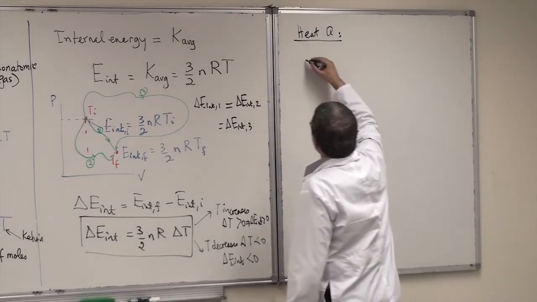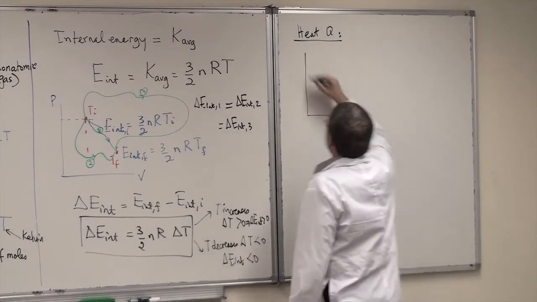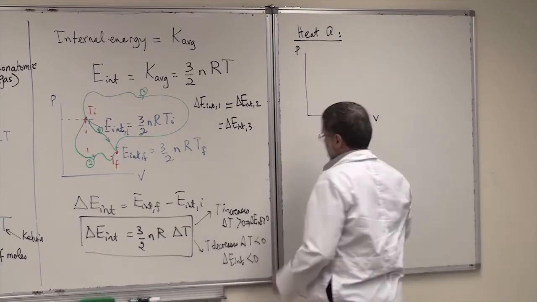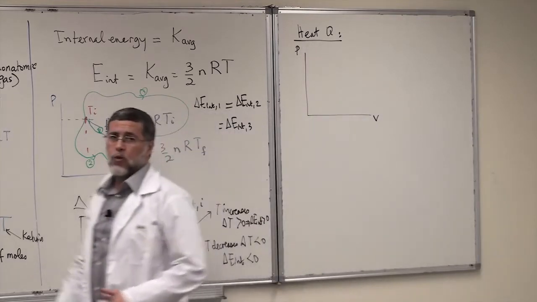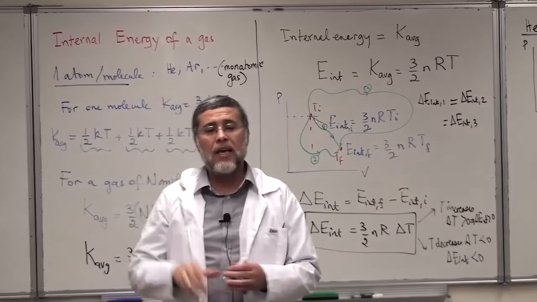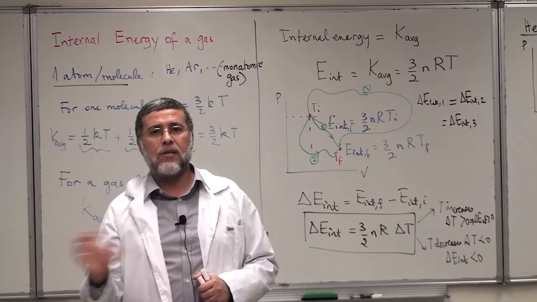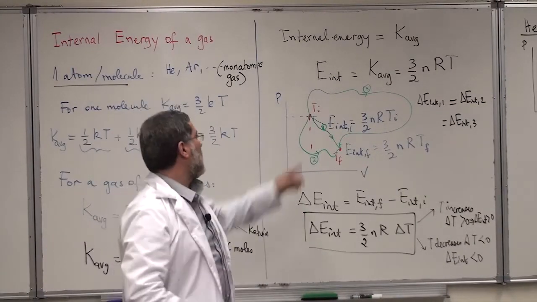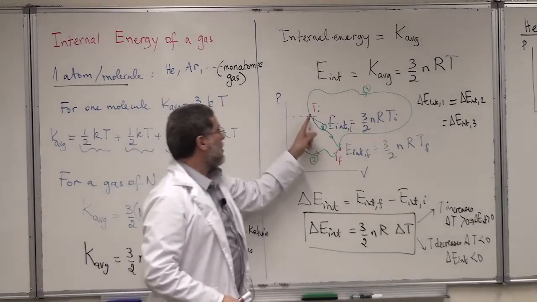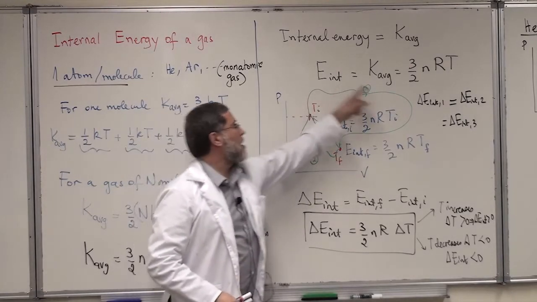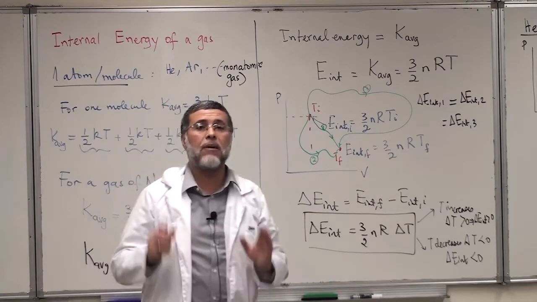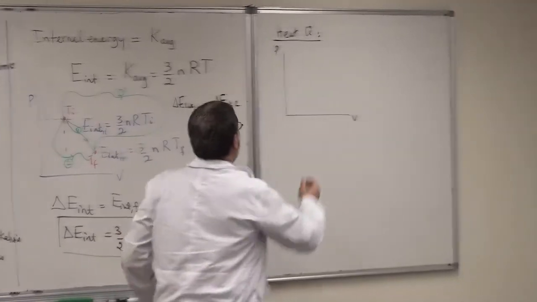Let me first of all draw a PV diagram. And we said, very important, we mentioned this in a previous video, I don't know if you remember it or not, that like work, the heat depends on the process. It depends, not like the internal energy. The internal energy, if you take T initial, T final the same, it's path independent, but the heat is path dependent. So let me show you two processes here.